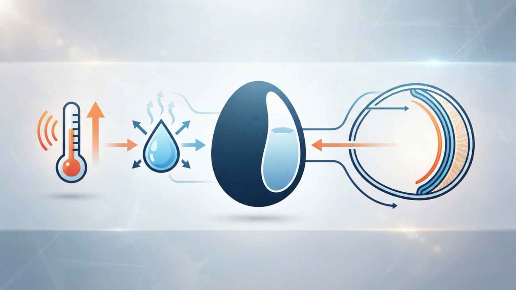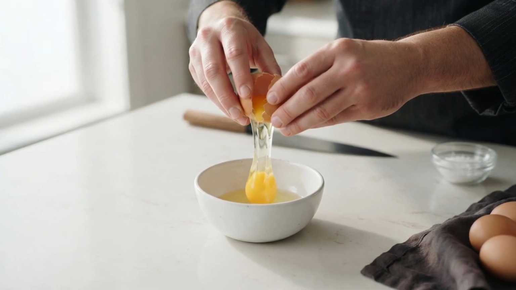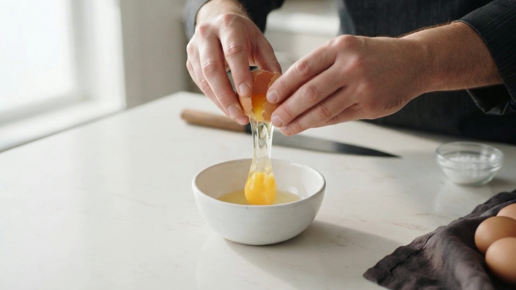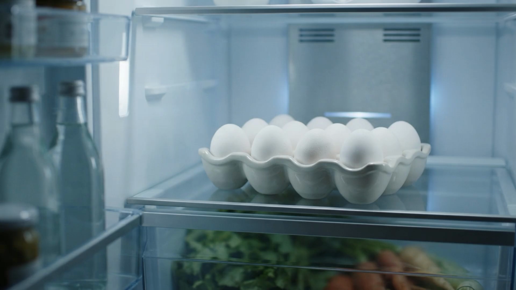If you are unsure, crack the egg into a separate bowl. A spoiled egg usually reveals itself through an unpleasant smell or an unusual appearance. Refrigeration also slows the moisture loss and quality changes.